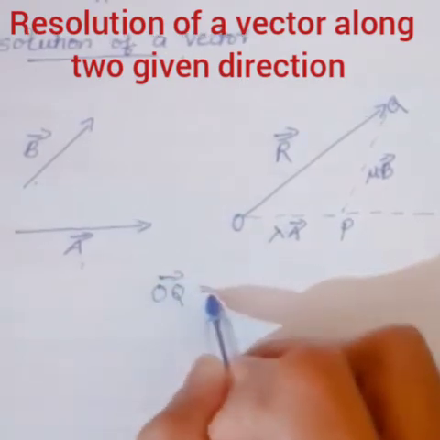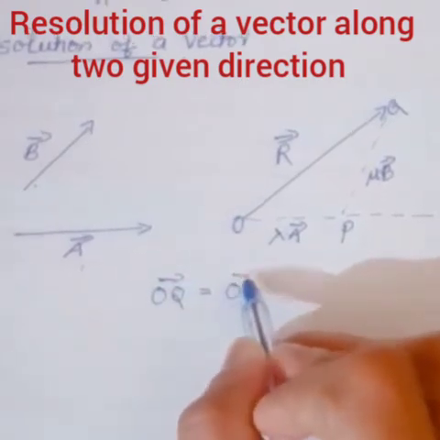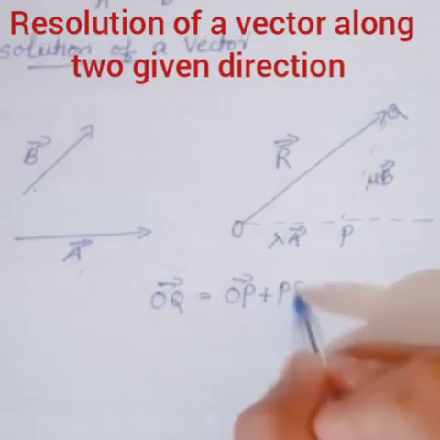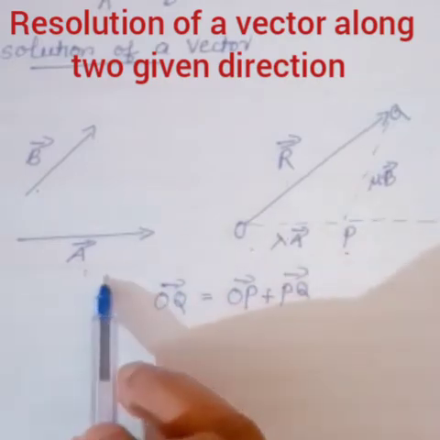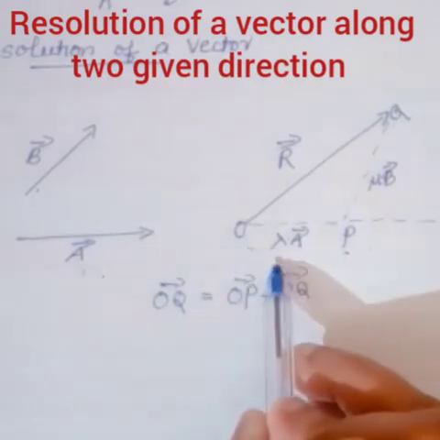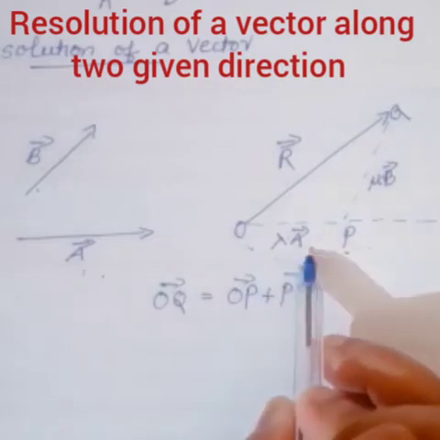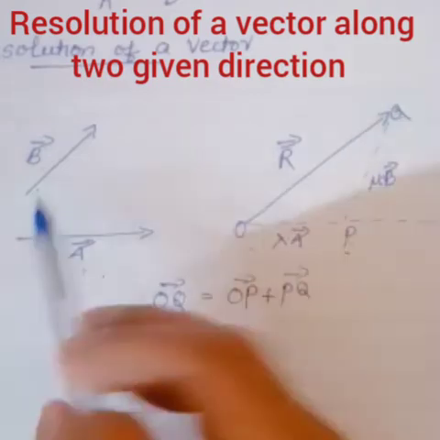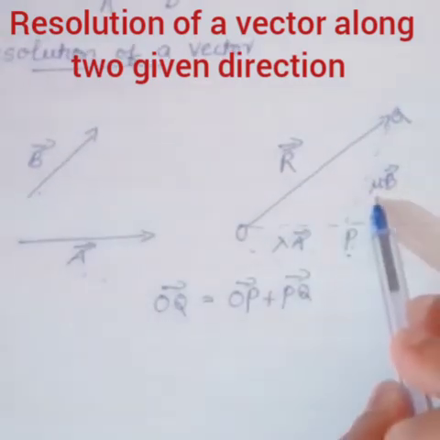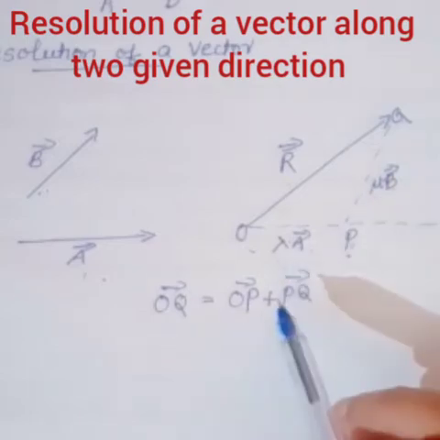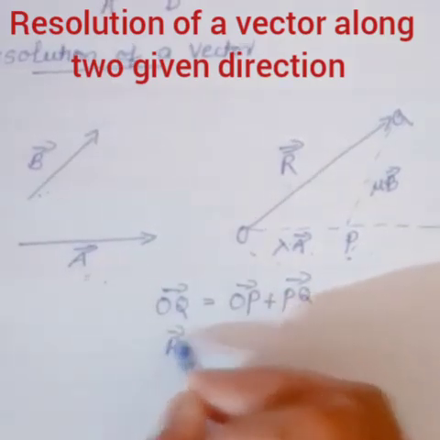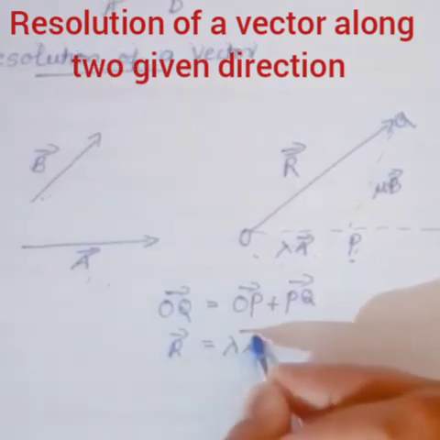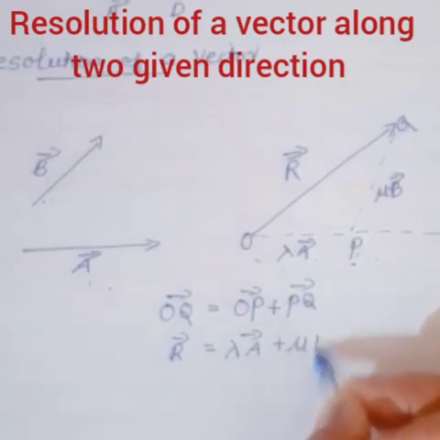Vector OQ is equal to OP plus PQ. Then OP is parallel to vector A. Therefore OP is equal to a real number into vector A. And PQ is parallel to vector B, and it is multiplied with the real number mu. So lambda and mu are scalar values. So vector R is equal to lambda into vector A plus mu into vector B.